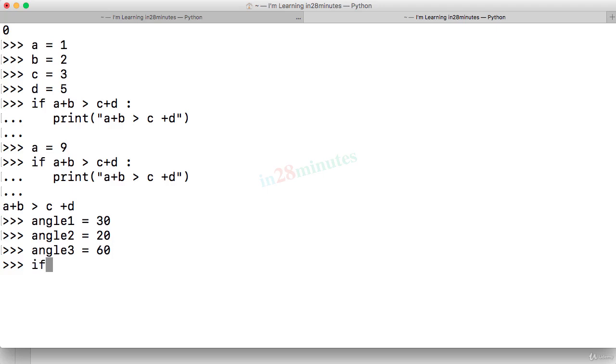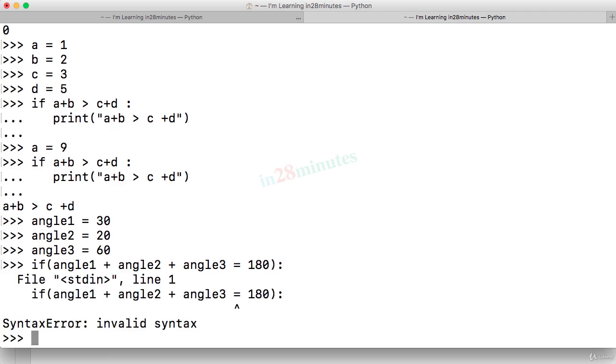Yep, this is also very simple. Angle 1 plus angle 2 plus angle 3 is equal to 180. Do you think this would work? If angle 1 plus angle 2 plus angle 3 is equal to 180, I press enter. Nope, this will not work because "is equal to" is an assignment operator. It's not really a comparison operator. What we would need to do is double is equal to.